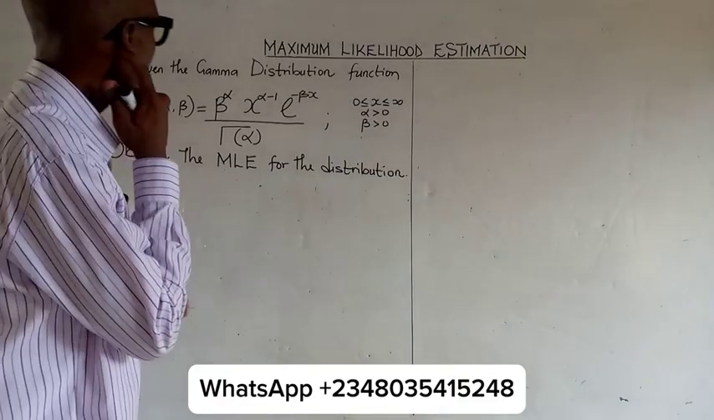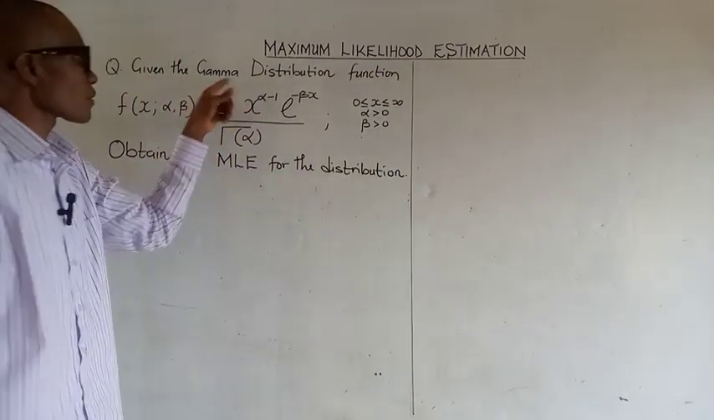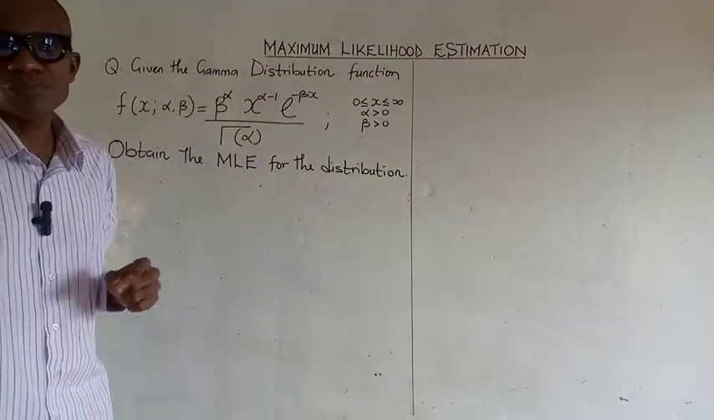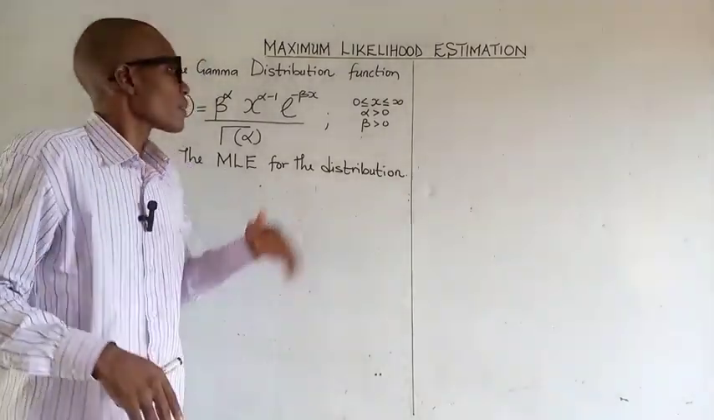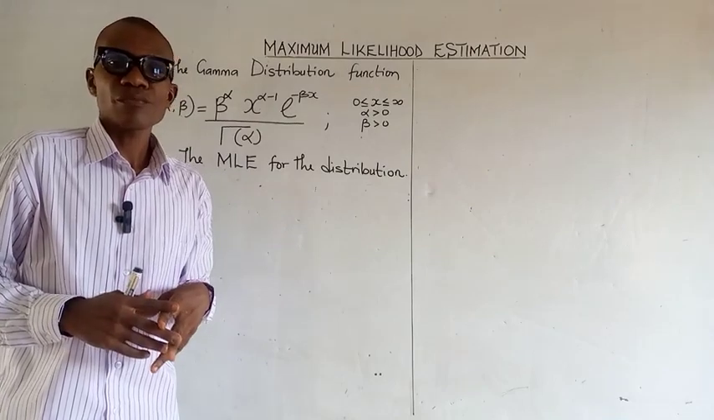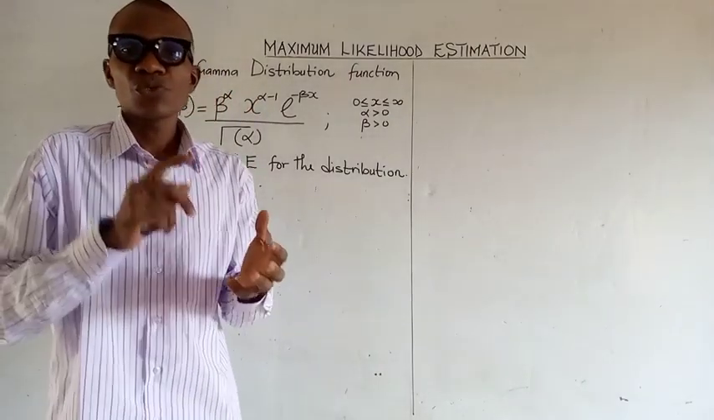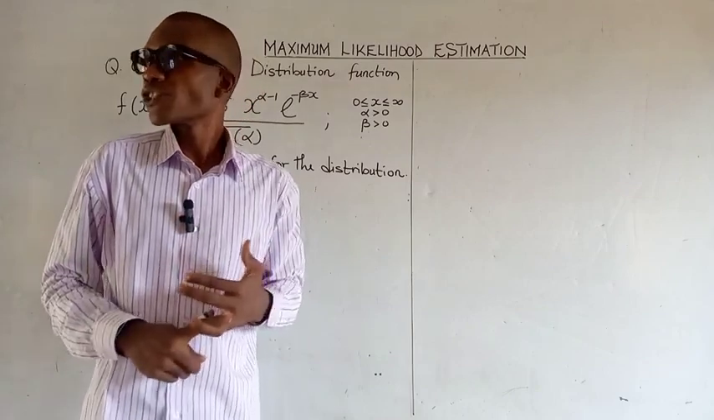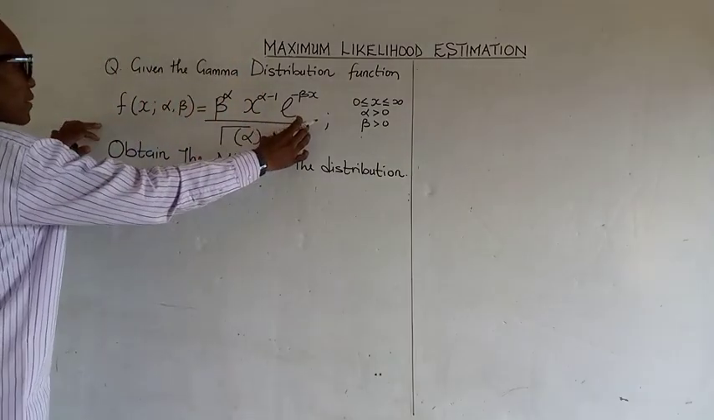How to obtain the maximum likelihood estimation for the gamma distribution. It's quite simple. We still follow the process of obtaining the maximum likelihood estimation. To obtain the maximum likelihood estimation, we take the log function, differentiate, and equate to 0. So this is the gamma distribution.